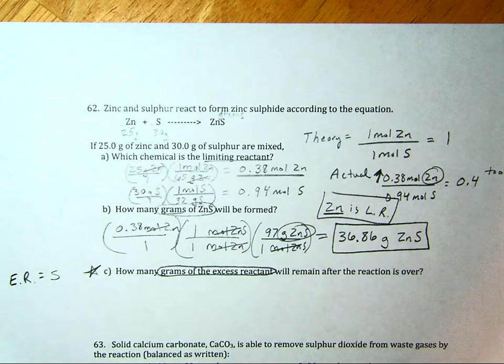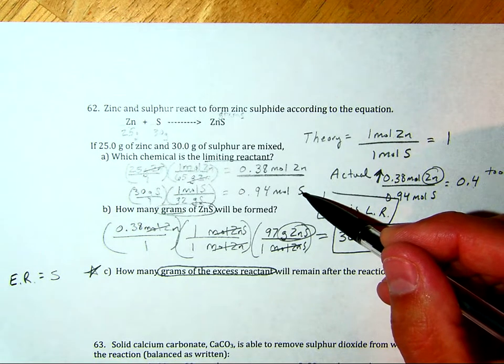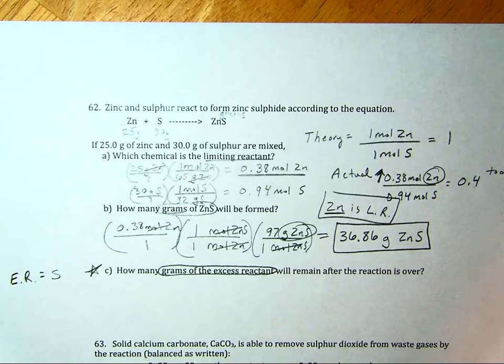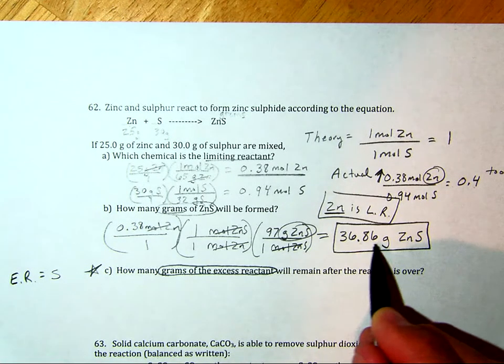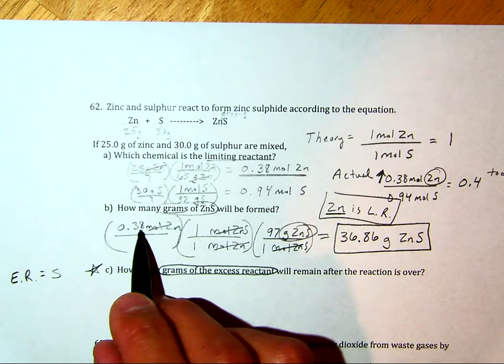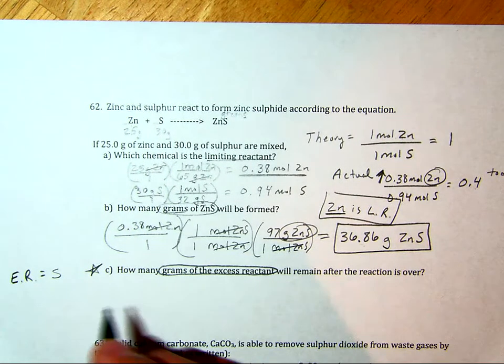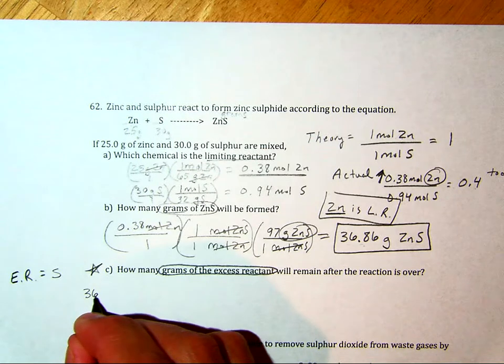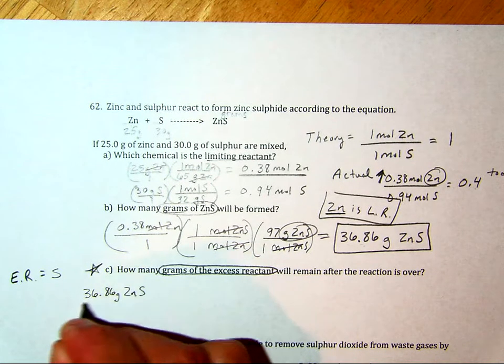But we can't start my stoichiometry with moles of sulfur because not all of it's going to react. So where do we start? What I always do is figure out how much product we are going to form from the limiting. Okay, and we did that. We started with limiting reactant and we went to product that can be formed. So what I'm going to do is start it with 36.86 grams of zinc sulfide.